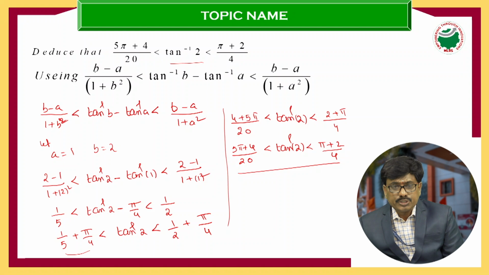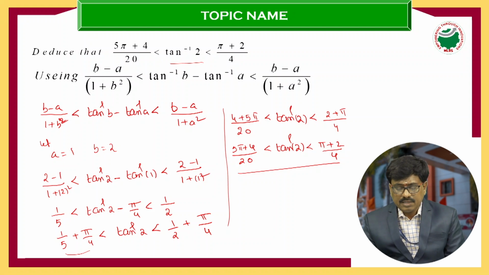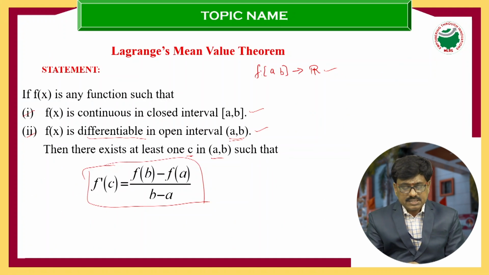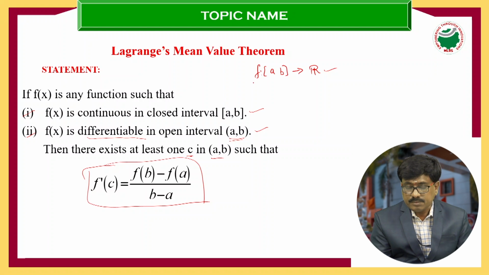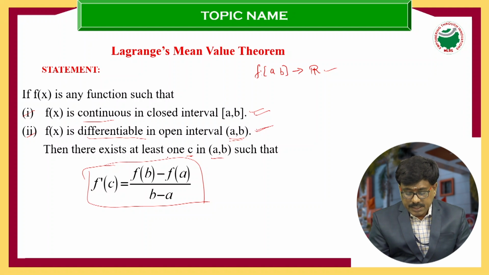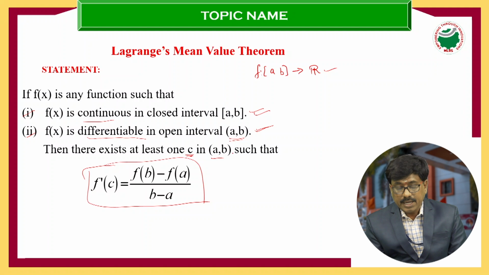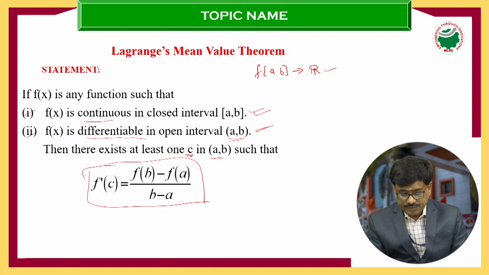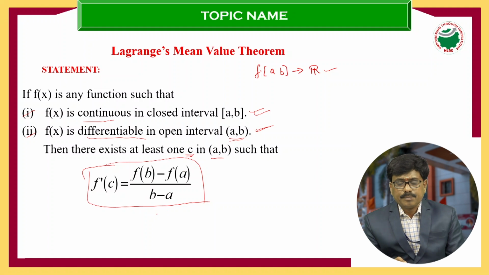Once more I am going to repeat the statement of Lagrange's mean value theorem, and we can observe all the conditions. What is the statement? It says f is defined from [a, b] to the real number system R, and also f is continuous in the closed interval [a, b]. f is differentiable in the open interval (a, b). Then there exists a point c between a and b. We need to calculate f dash of c, the derivative: f dash of c equal to (f of b minus f of a) divided by (b minus a). This is about Lagrange's mean value theorem in the 3.2 module.